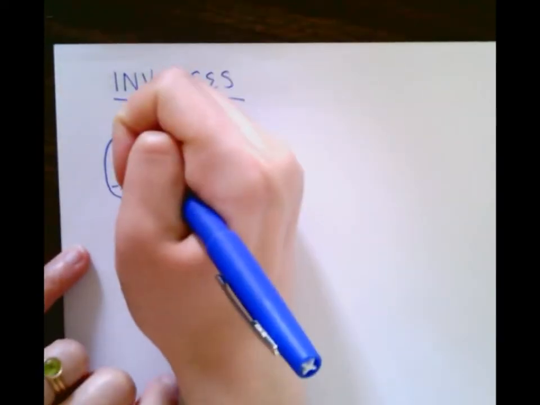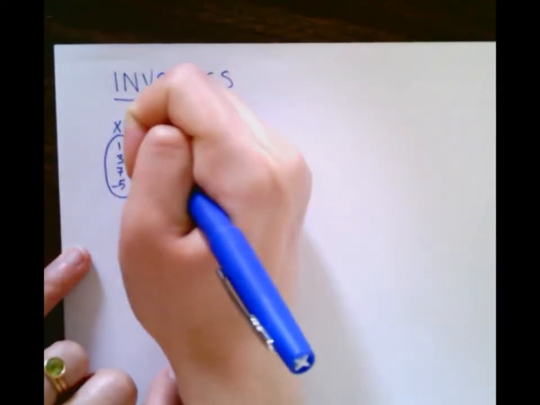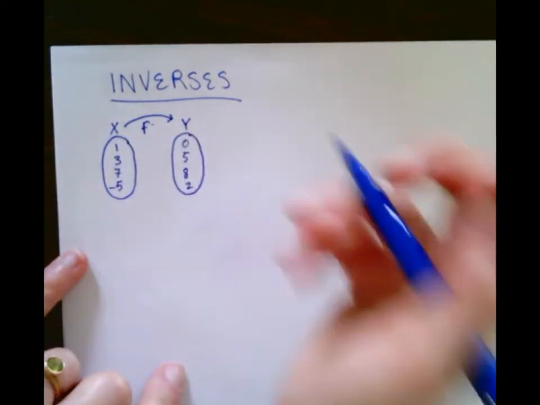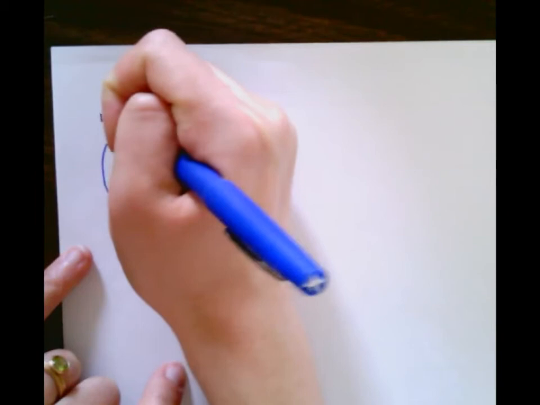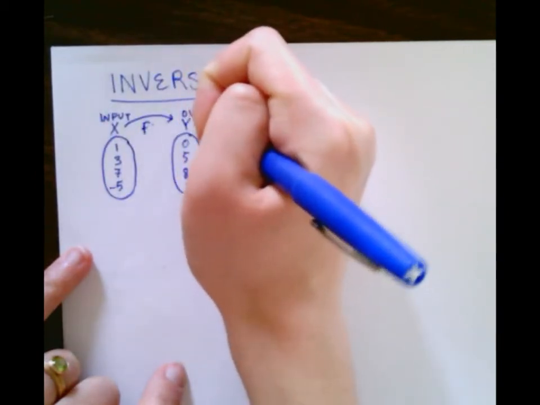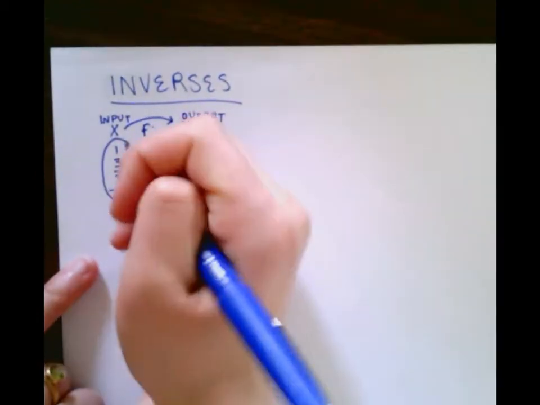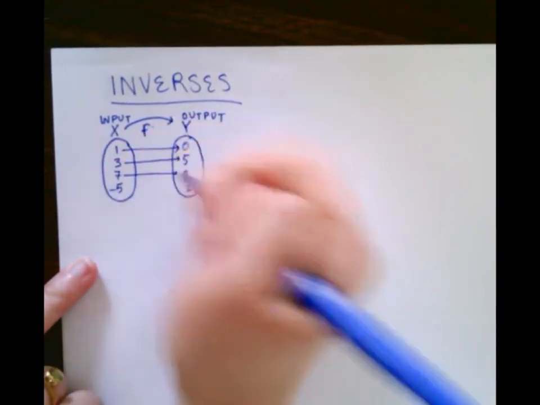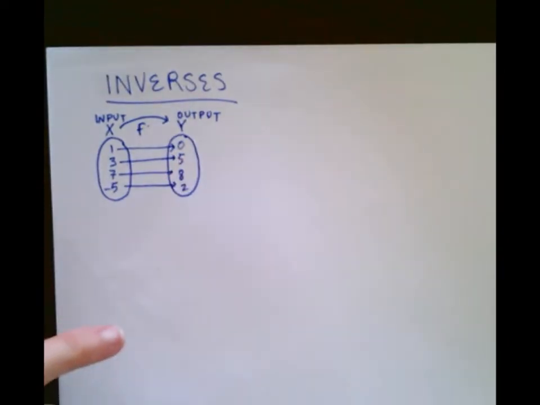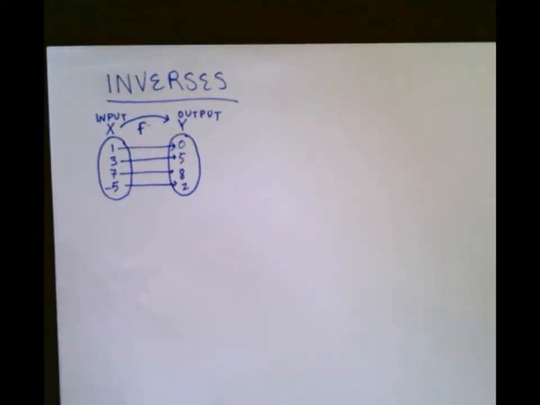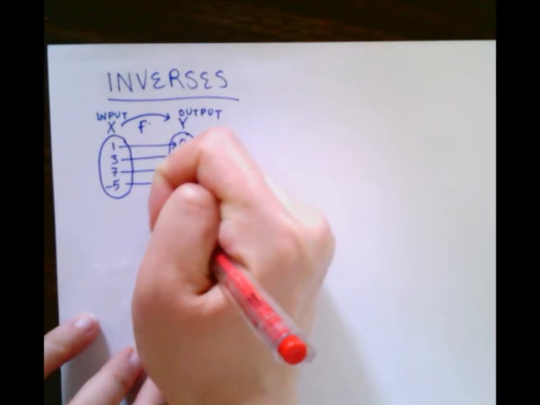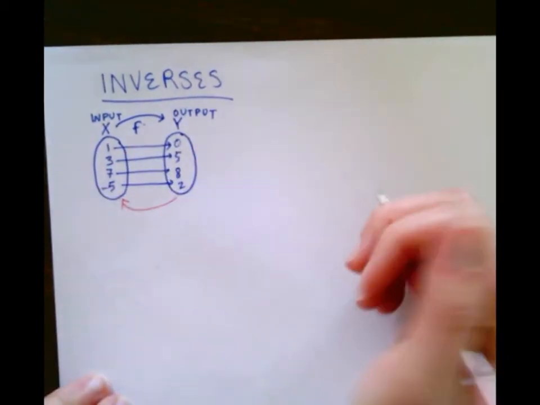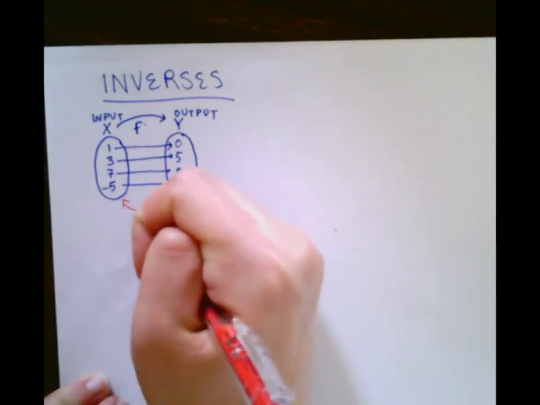Then I have this mapping f, and f is going from x to y. So this would be our input, and this would be our output. We can imagine it's mapping an x value to a specific y value, or to a specific f of x value. Okay? Well, what is the inverse? The inverse is going to go in the opposite direction. It's going to take us from the set of outputs back to the set of inputs. And we're calling that f inverse.